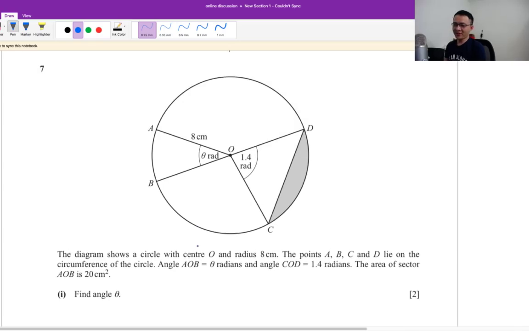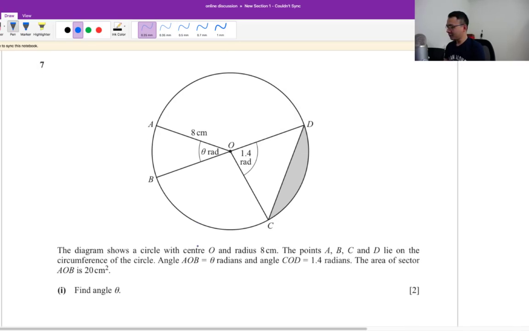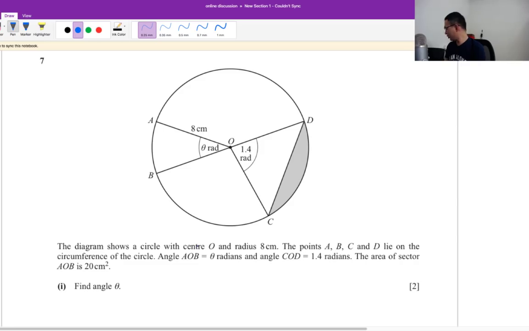Go to number 7 here. Okay, the diagram shows a circle with center O and the radius is 8. It's given A, B, and C are lying on the circumference of the circle. Angle AOB equals theta radian, and the angle COD is 1.4 radian, and the area of sector AOB is 20. So I know the area of AOB is 20, given here, so I can use it to find my theta.